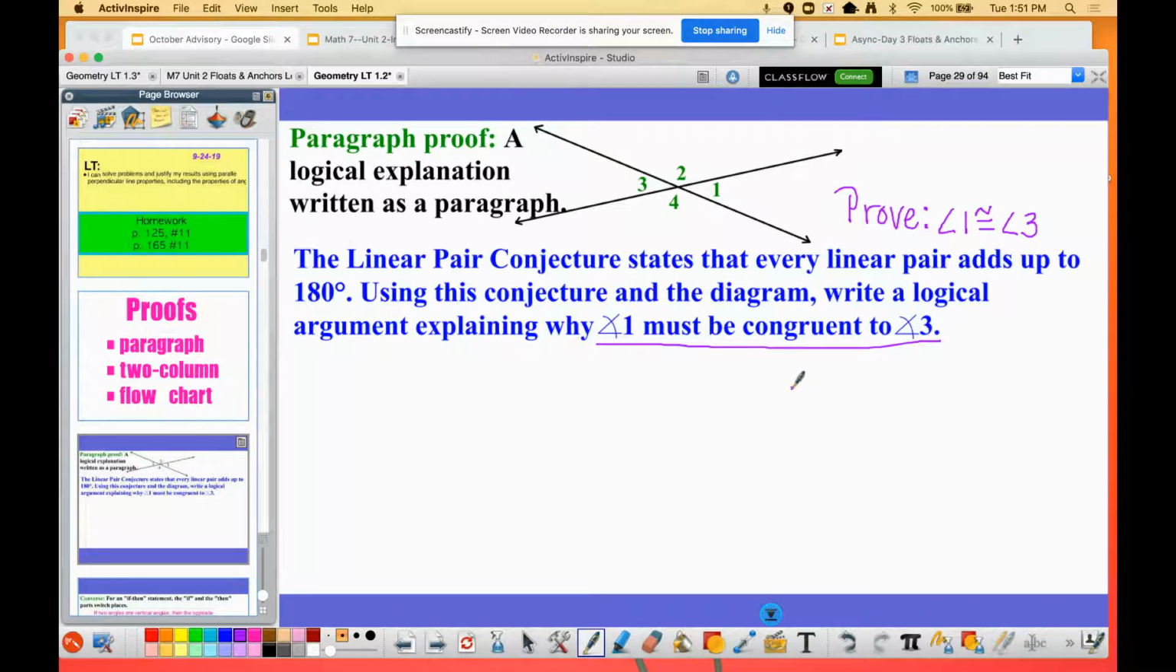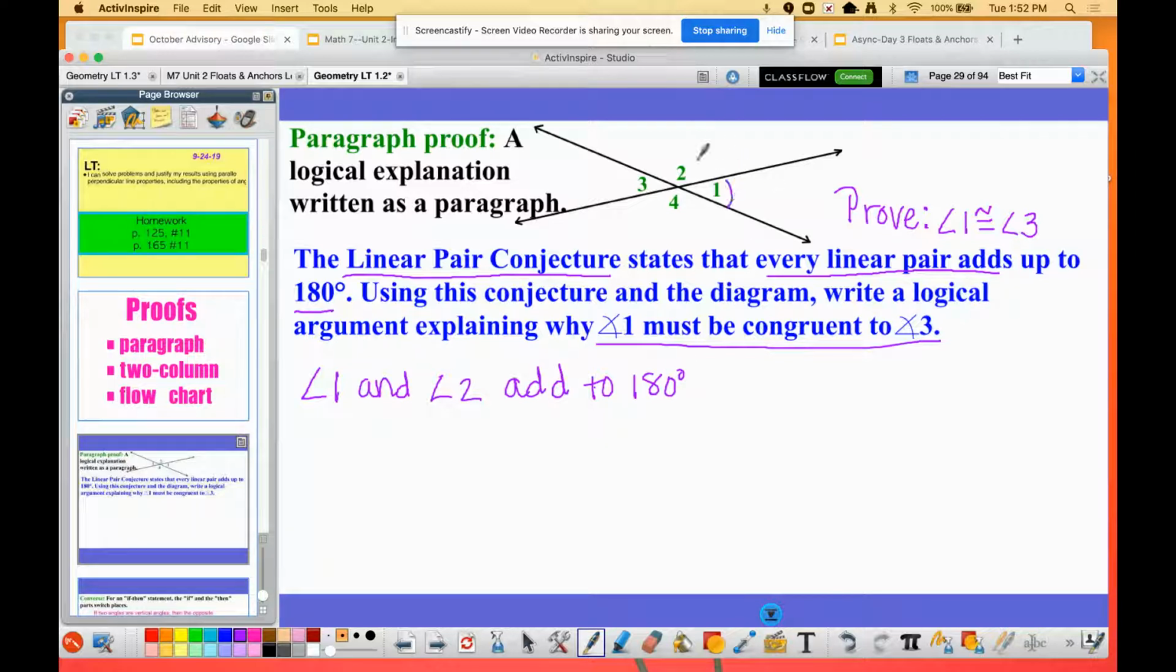And then there's usually something that's given to us. This one doesn't have anything given except the linear pair conjecture states that every linear pair adds up to 180. So we're going to be using the linear pair conjecture. Okay, so our first statement is we would say angle 1 and angle 2 add to be 180 degrees.